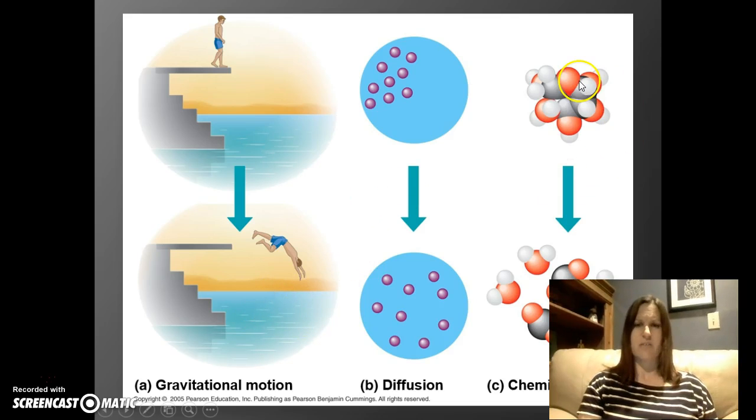Okay, so let's take a look at diffusion. Here we have a cluster. We have a lot of available energy. They want to move. They want to become more stable.